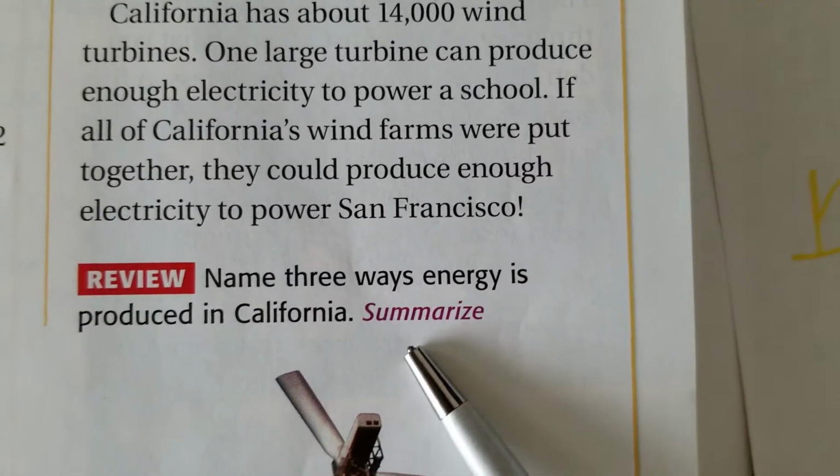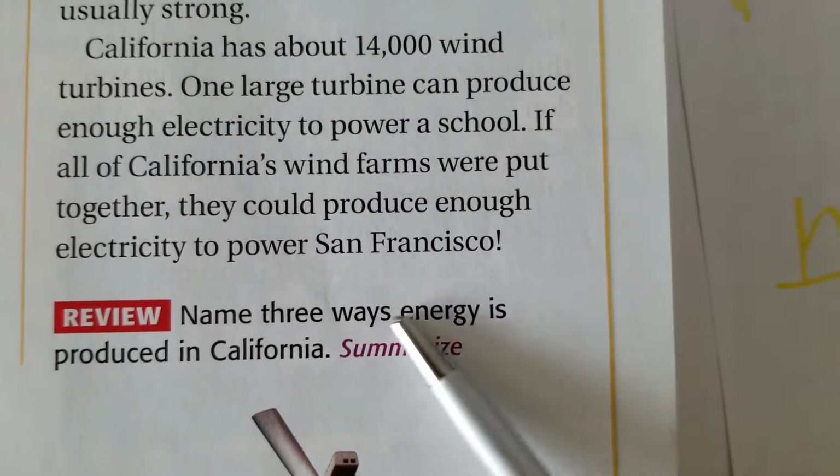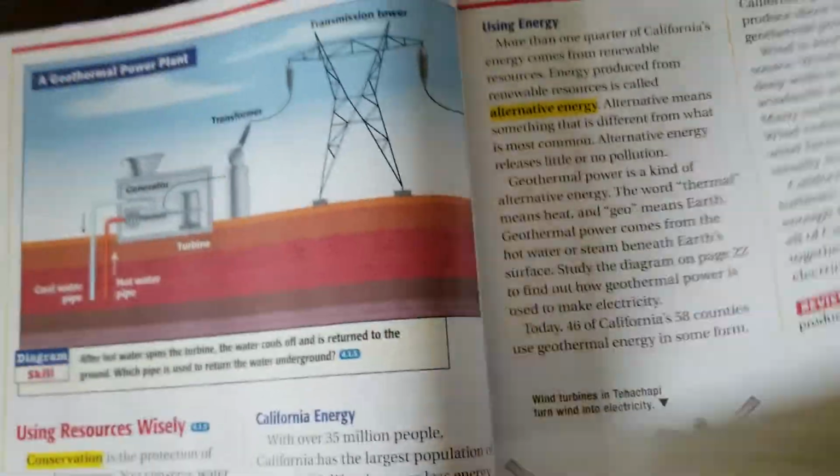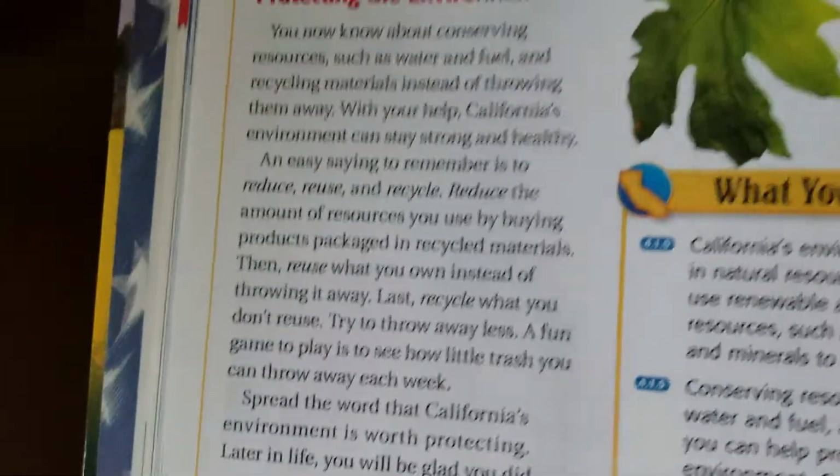So here's the key word. Summarize. Name 3 ways energy is produced in California. 1, 2. Find the third. Last page.